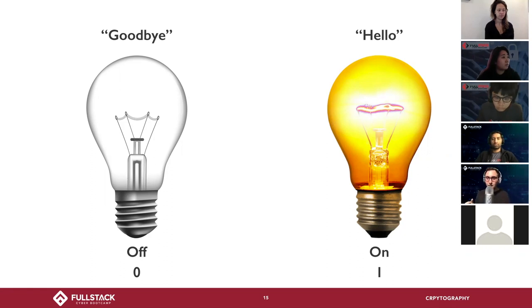The idea here is that with a single light bulb, I can encode two messages, when the light bulb is off or when the light bulb is on. Sometimes you'll hear this referred to as zeros and ones, or offs and ons, right? The light bulb is off or the light bulb is on.